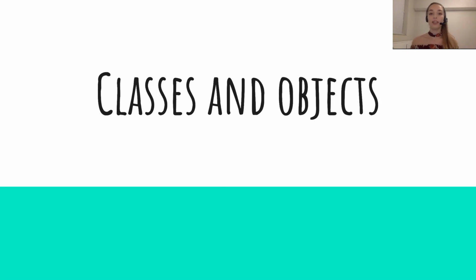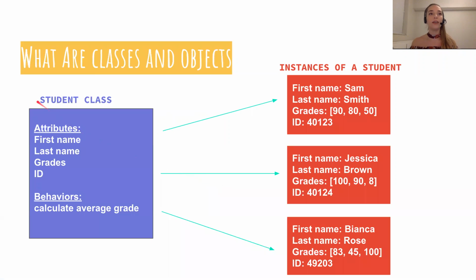You may have heard that Java is an object-oriented programming language. And what that means is that it supports classes and objects. What are classes and objects? Well, classes are just prototypes of entities in the real world, and objects are real instances of these prototypes. So for example, we could have a student class.